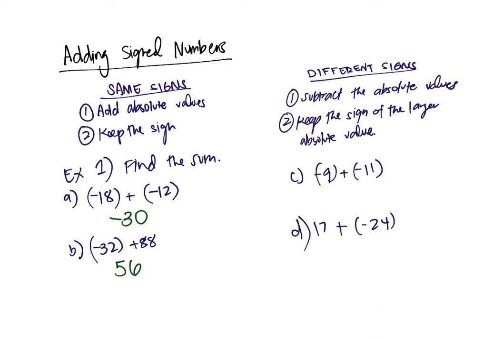Letter C, I see that these two numbers are both negative, so I'll add them. Same sign, add. 9 plus 11 is 20. Keep the negative sign since they're both negative. For letter D, different signs. 17 is positive, negative 24 is negative. I'm going to subtract their absolute values. So I'm subtracting 17 from 24. And that would give me 7. But now this 7 is actually going to become negative because negative 24, or the number with the largest absolute value, is negative.